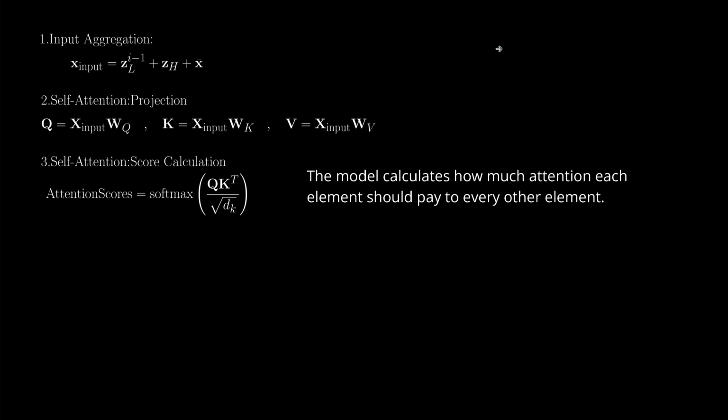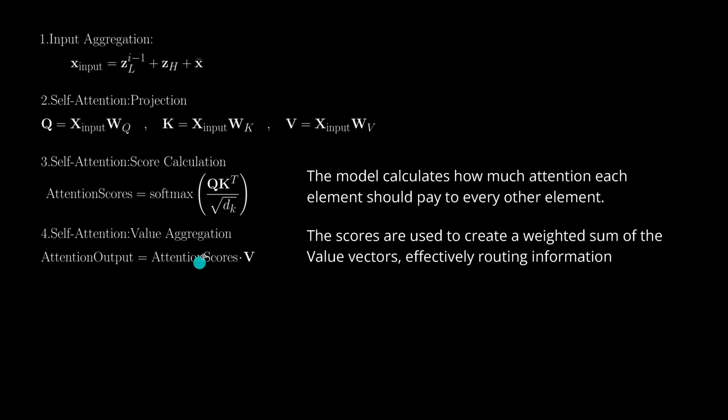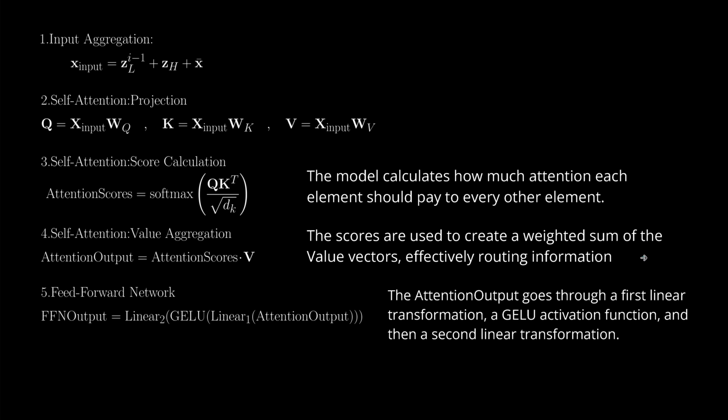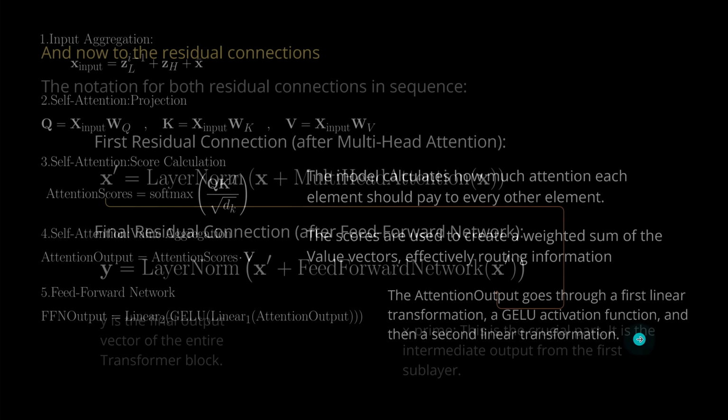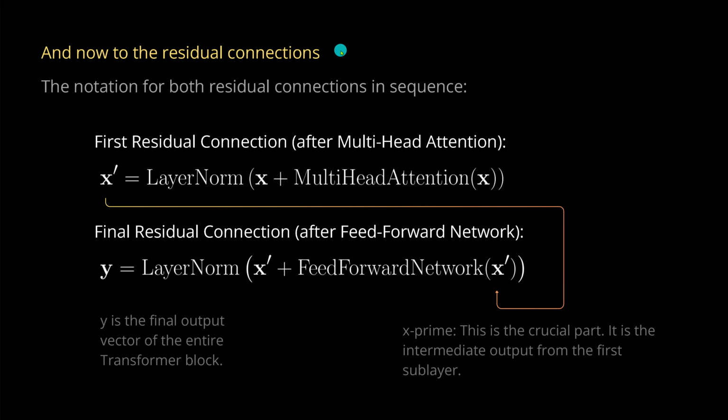Then the classical way, self-attention: the projection matrix, then the score calculation, how much attention each element should pay to every other element, then the value aggregation, creating a weighted sum of the value vectors, effectively the routing information. And then we have our feed-forward network. The attention output goes through a first linear transformation, a GELU or whatever you like, a non-linear activation function. And then we have a second linear transformation. And then we have our residual connection.